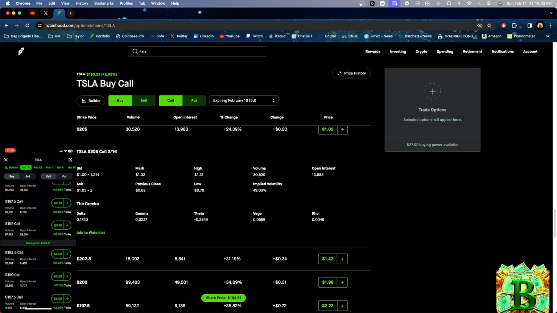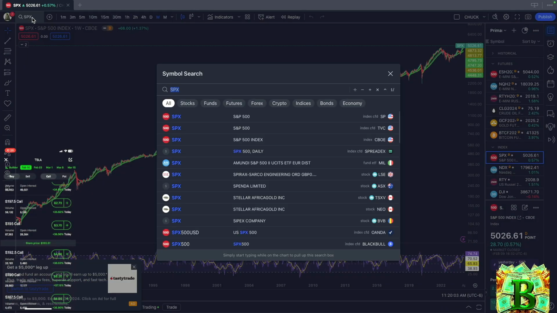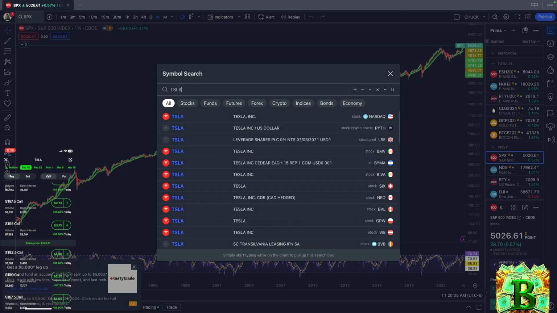I'm going to dive a little deeper into implied volatility again one more time, just so this makes sense to you, okay? We'll go ahead and pull up Tesla, brought to you by Tesla.